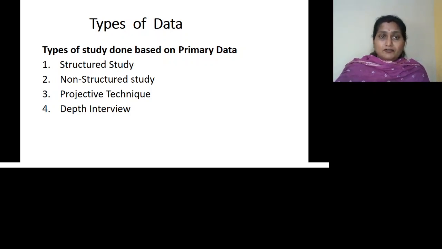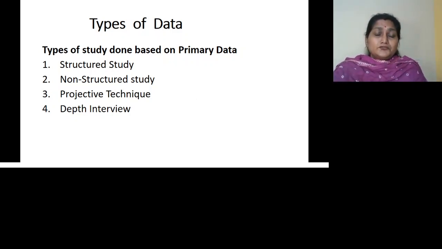Non-structured techniques of studies basically would be where the interviewer does not use any particular set of questions, but asks certain open-ended questions based on the specific research topic, and lets the interview or the conversation flow, and collects information from the conversation.